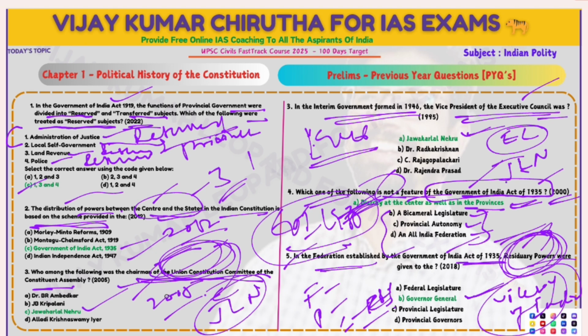The total number of members of the drafting committee is also important, and who was the chairman. Also, who was the first president of the Constituent Assembly. The reserved and transferred subjects are also important. These are all the important topics from the first chapter of Indian polity. We will see the next chapter from here, Polity 2.